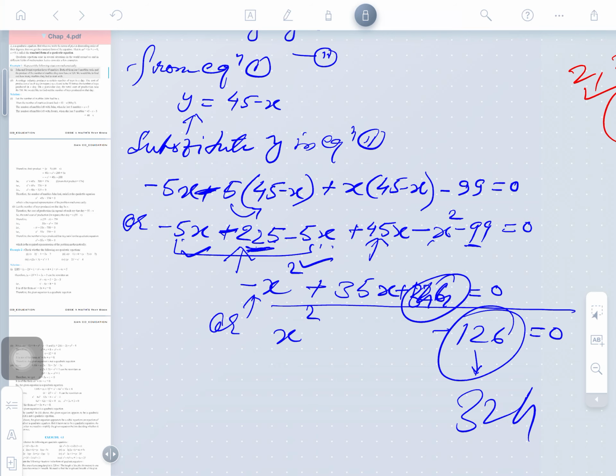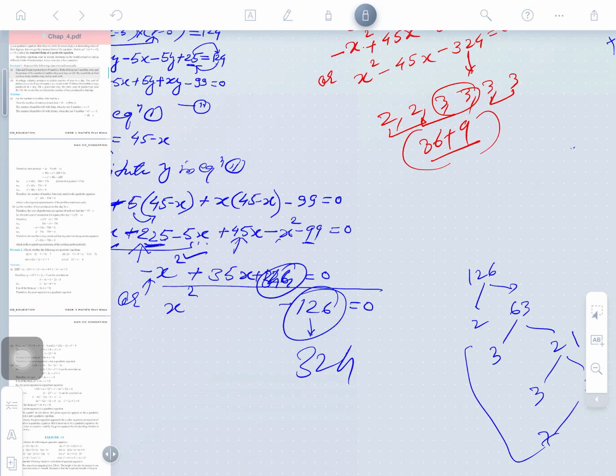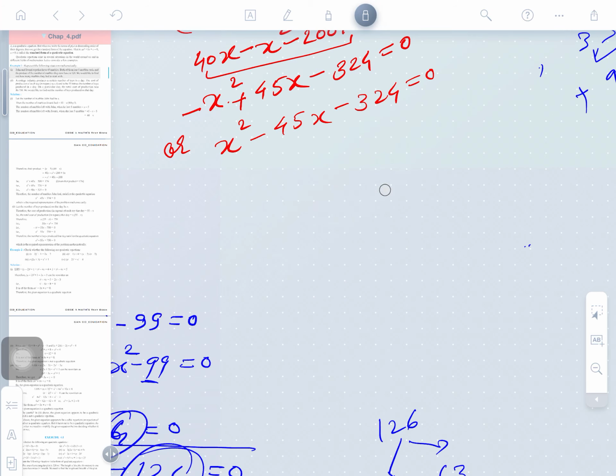Is that clear? So it's very simple. I am telling this. Now further can be done. What is next? Have a look. So okay guys, what is that? As I have done the mistake, you can also do the same mistake here. So it's 36 and plus 9 and further can be taken as 324 is equal to 0.